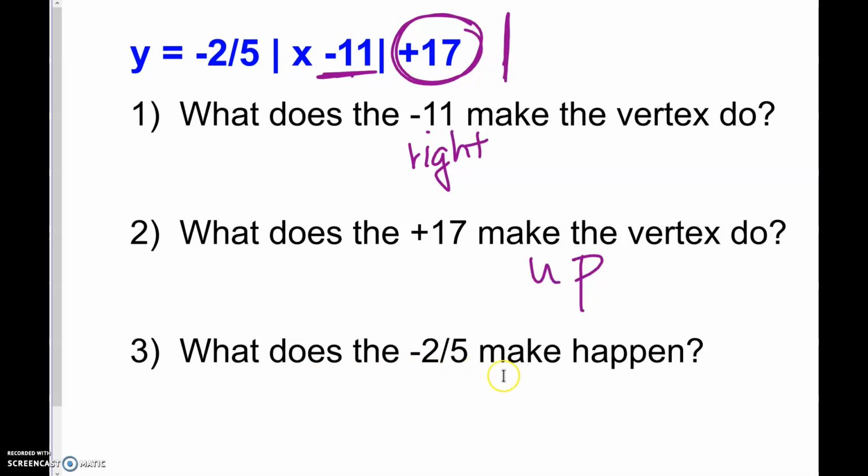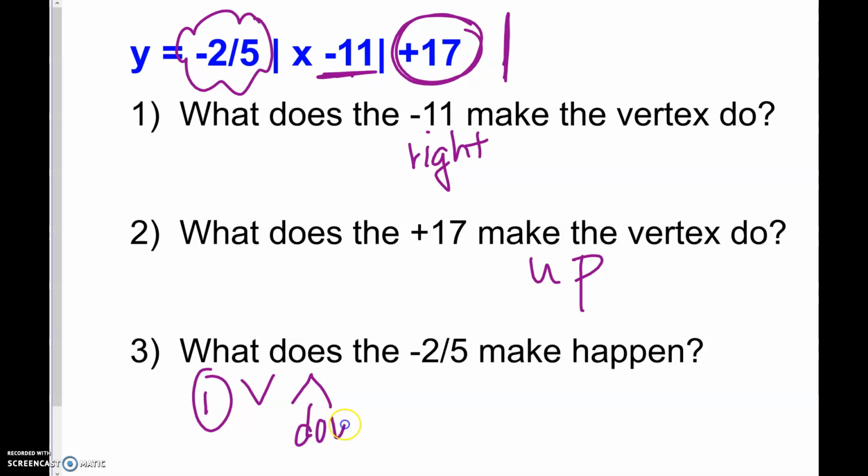All right, what does the -2/5 do? So this number out in front, it has two things that it makes it do. Is the graph going to open up, or is the graph going to open down? And it's going to be down because it is a negative number. And the second thing we want to know, is this a shrink or a stretch? Okay, and this one is a shrink because this number is between 0 and 1. 2/5 is between 0 and 1, so this is a shrink.